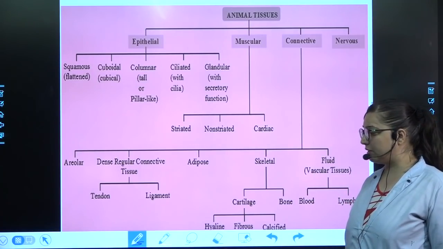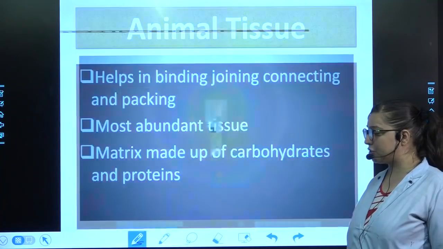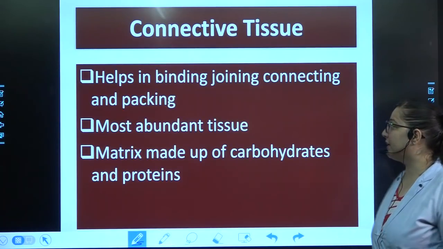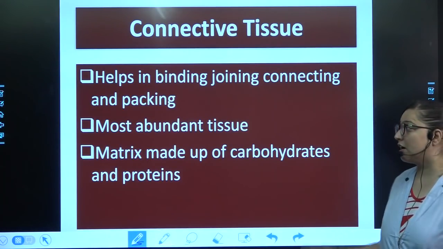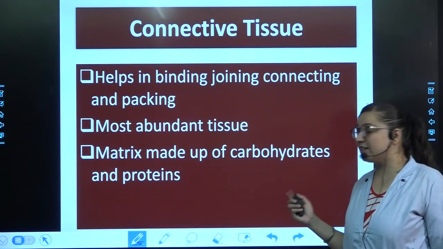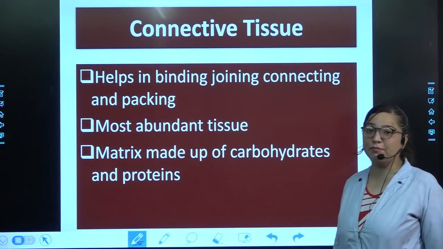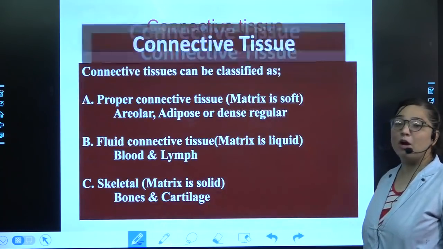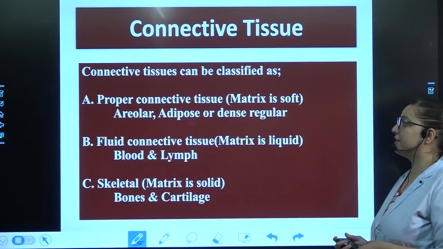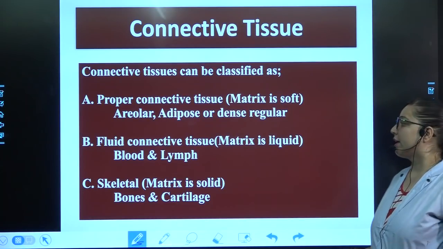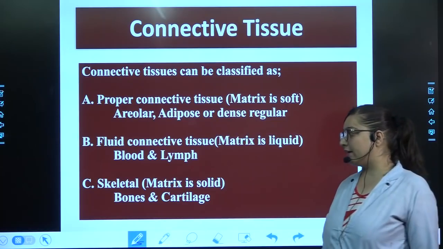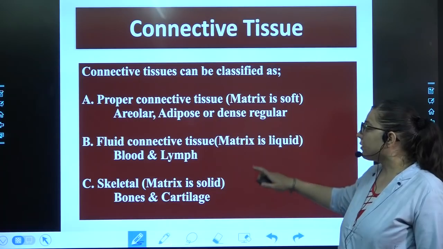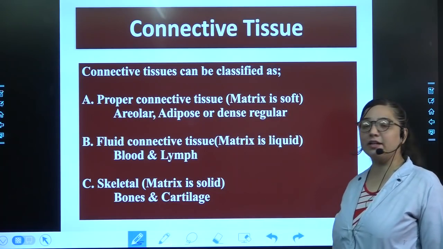Next we talked about the basic video of animal tissue. Connective tissue, what does it help in? It helps in binding, joining and packaging. It is the most abundant cell and its matrix is made up of carbohydrates and proteins. Then some basic classification we saw, 3 types: proper, fluid and skeletal. Proper, it is areolar, adipose or dense regular. Fluid is blood and lymph, and skeletal means bone and cartilage. Here the matrix is soft, liquid and solid.